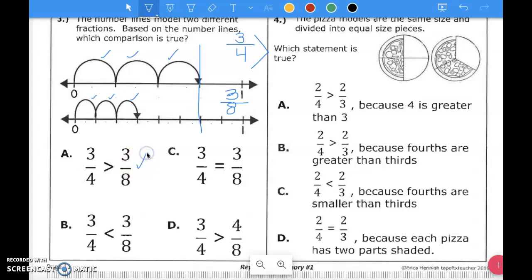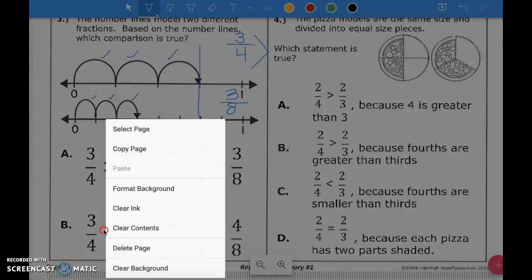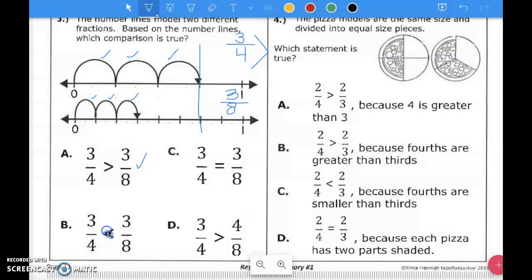This one sounds perfectly good. I'm just going to check the other ones just in case. 3/4 is less? No. 3/4 is the same? Of course not. 3/4 is greater than 4/8. This is a distractor because we don't have 4/8. We have 3/8. So, aha, I found my answer. This is my answer. Ding, ding, ding, happy face.